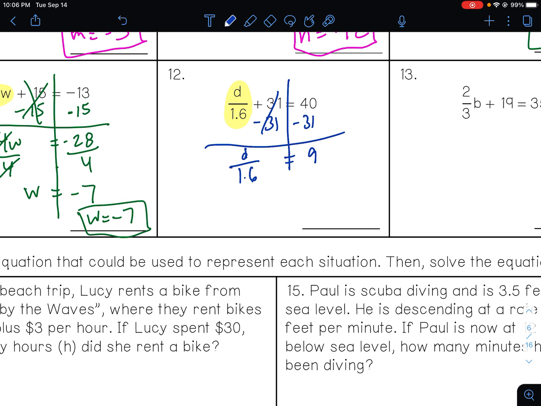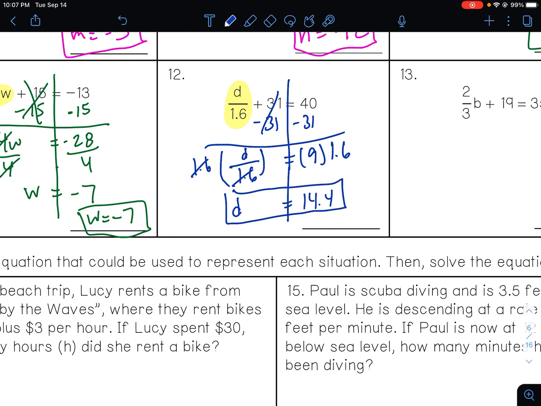Now, the opposite of dividing by 1.6 is multiplying by 1.6. The 1.6 cancels, leaves us with a d. On the other side, we have 9 times 1.6. I actually do not know that off the top of my head, unfortunately. Actually, probably could figure it out, but I don't want to do it without a calculator just in case I mess up. That's 14.4. So d equals 14.4. Pretty good.